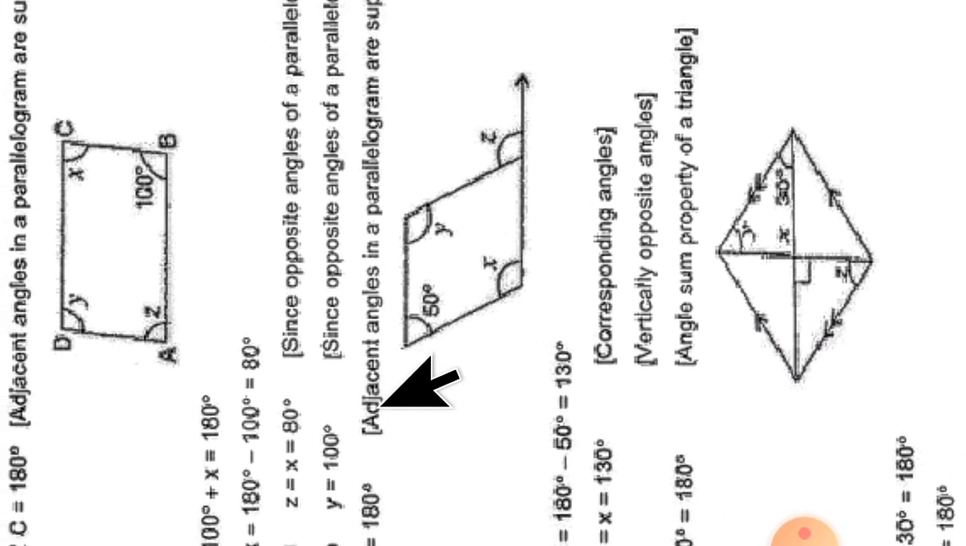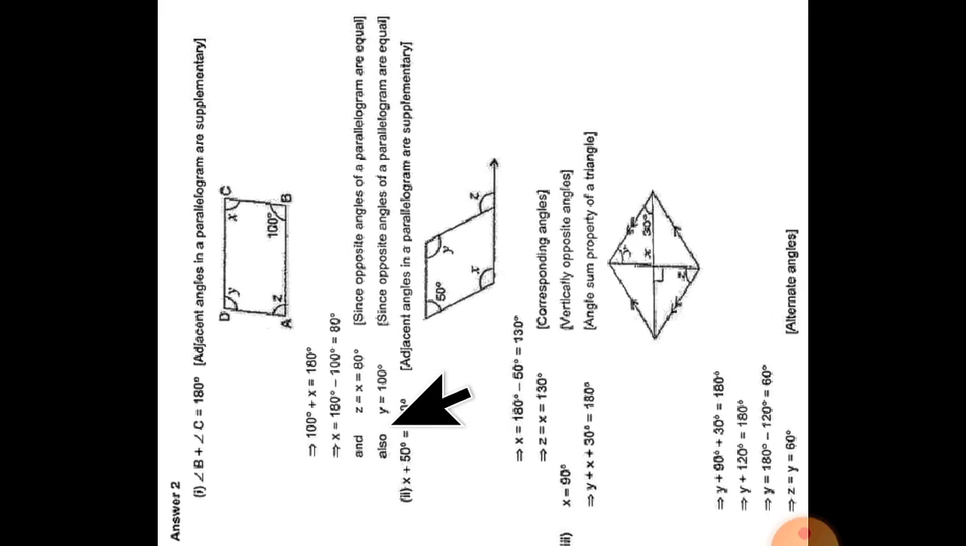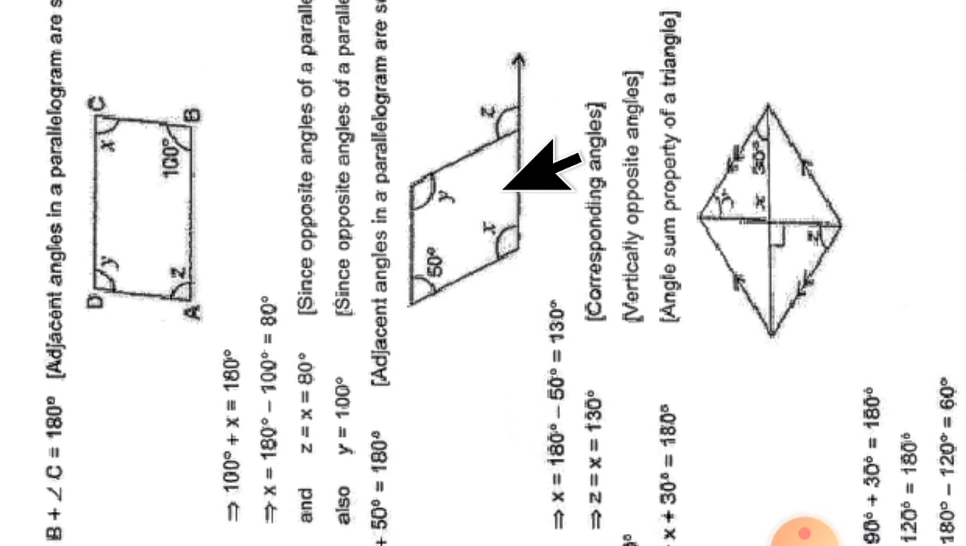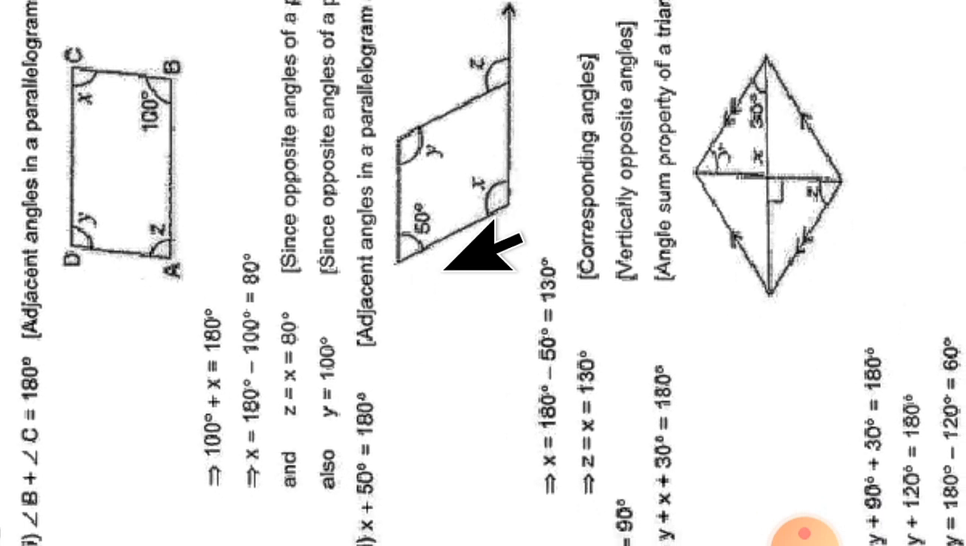Now let us see the next question. Here in this figure, this is X, this is Y and this is Z, and here you have to find out X, Y and Z. Now X plus 50, again adjacent angles of a parallelogram are supplementary. So X is equal to 180 minus 50. 180 minus 50 is 130.